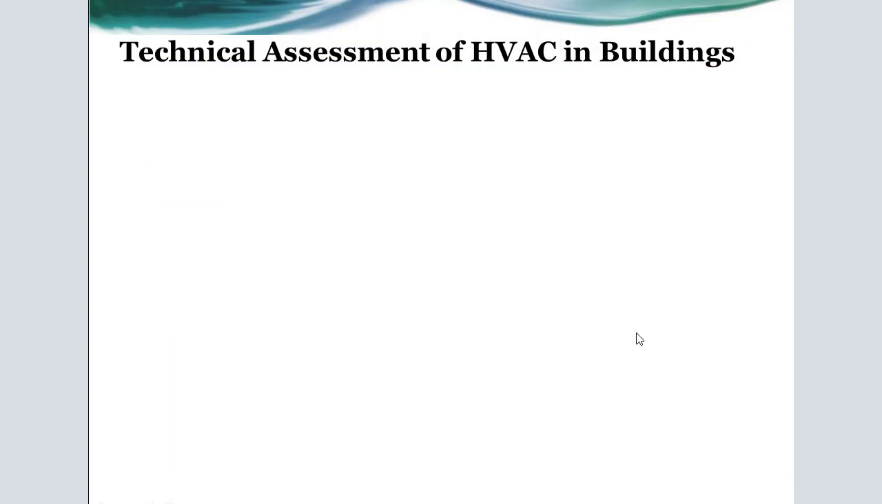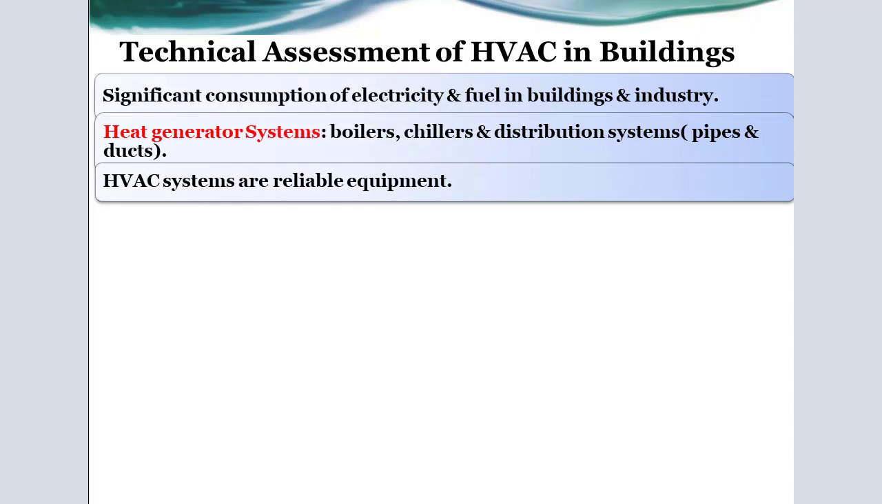The technical assessment of heating, ventilating and air conditioning systems in buildings. These systems represent a highly significant energy consumption, in electricity and in fuel, in buildings such as industrial or commercial and even in the residential sector. And we have different heat generator systems such as boilers, chillers, and distribution systems, which include piping and duct systems.